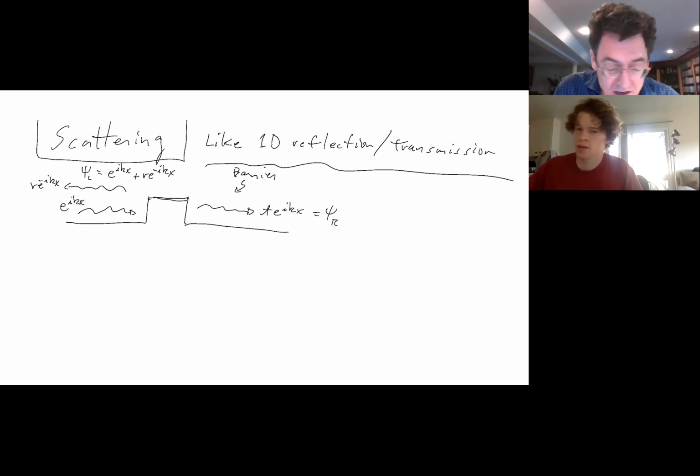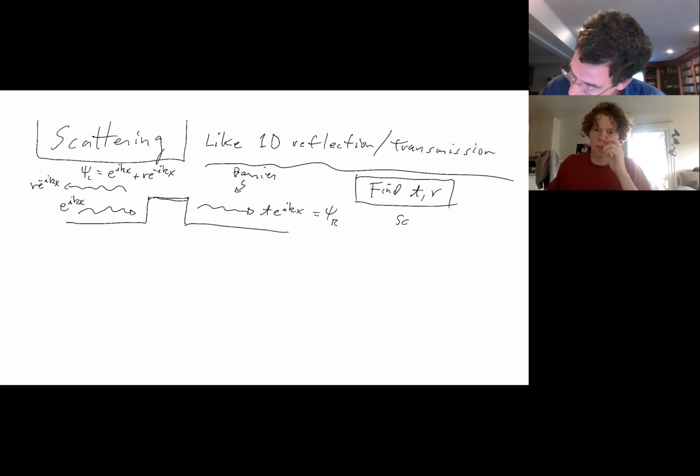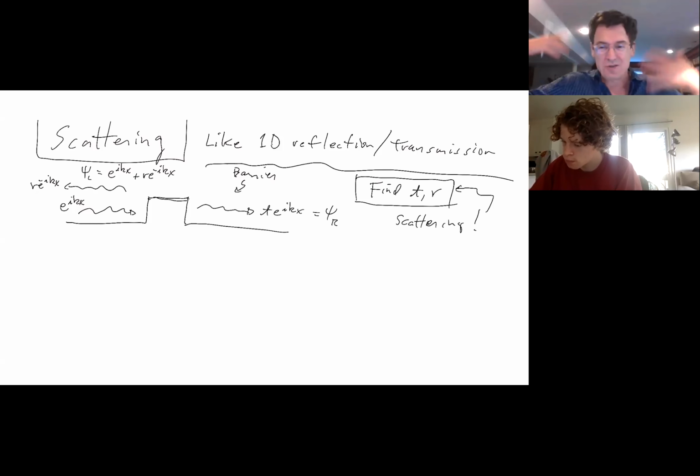And so you know that the whole point of what you did last semester was to find the T and the R. That's basically the scattering problem, to find the T and the R. You did it by solving the Schrodinger equation and matching boundary conditions and all that. I won't get into it, but that was the whole point.